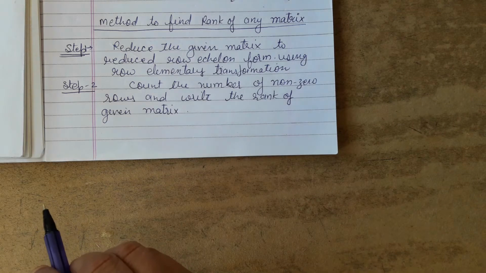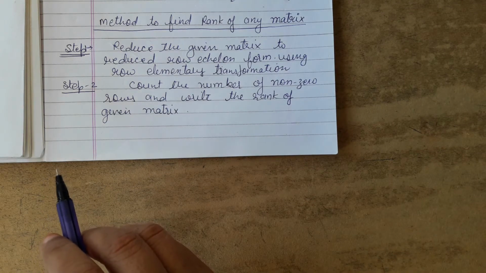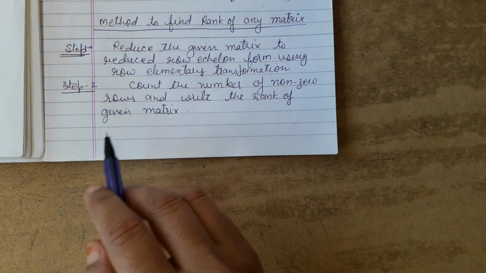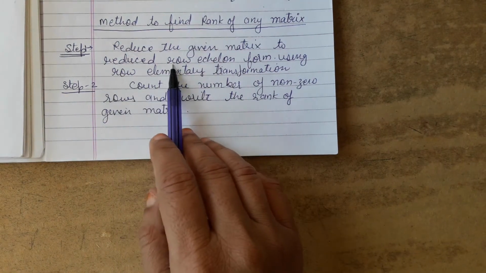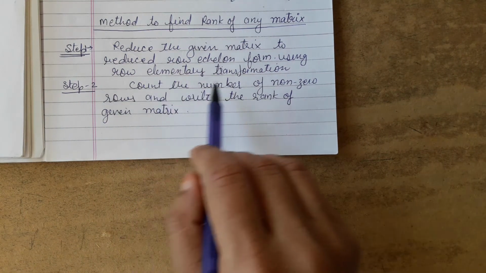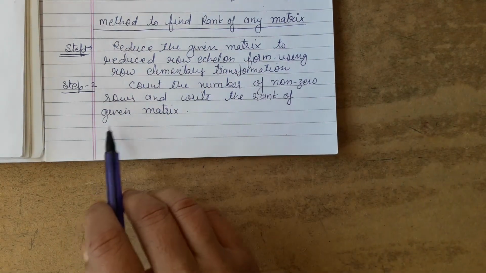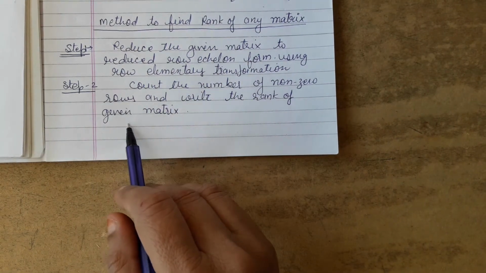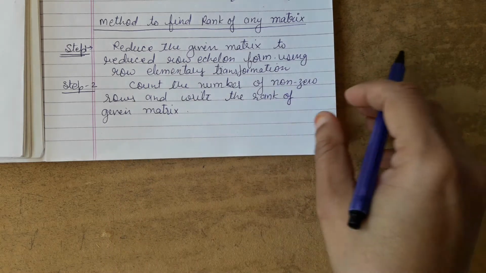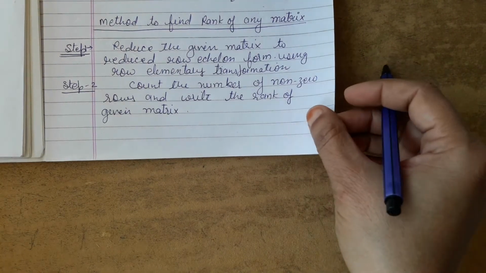So what is the first condition? The matrix should be in row echelon form. So let's reduce. Step 1 is, using the elementary transformation, reduce the given matrix to row echelon form or reduced row echelon form. Both are okay. Then at last count the number of non-zero rows and write the rank of the matrix. So let's start with one example.